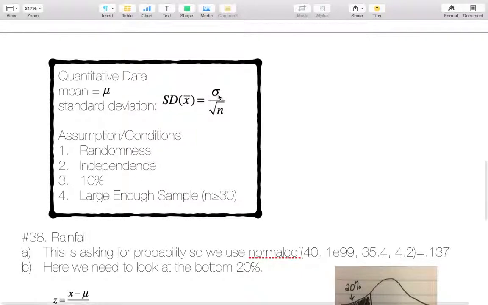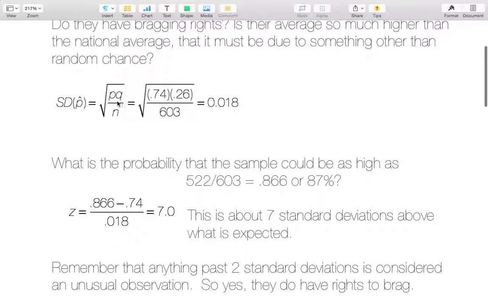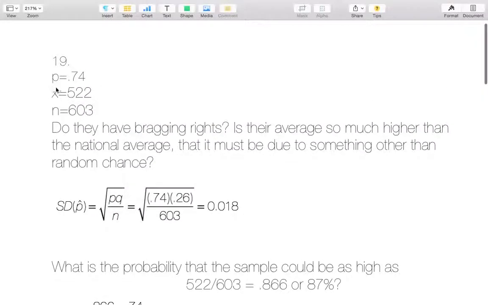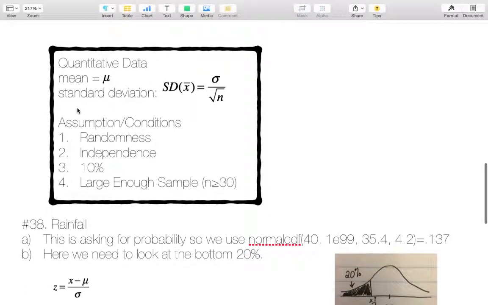If you go back and look at any of the categorical questions we've talked about, there was never a mention of any kind of standard deviation. They gave you p, and they gave you sample size. If you look up at the top here, these are the things that they gave us. Never a mention of standard deviation. Well, that's different with quantitative data.